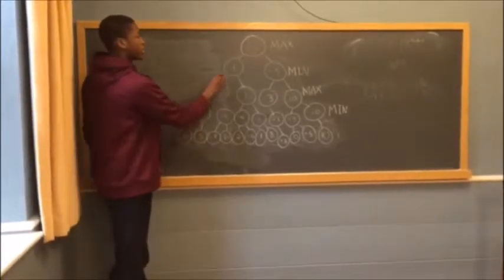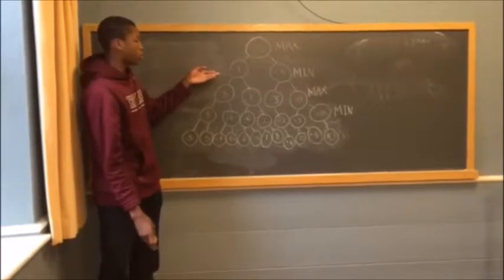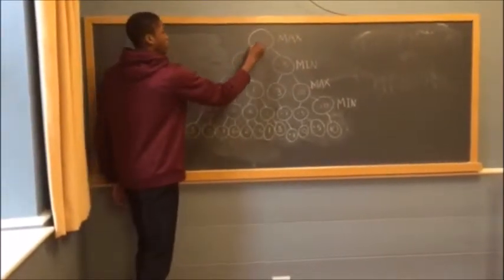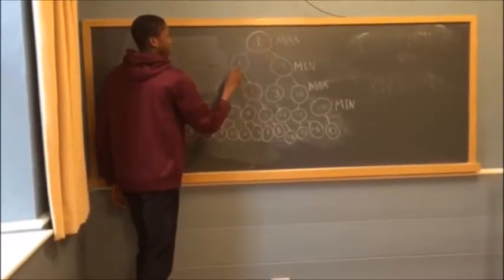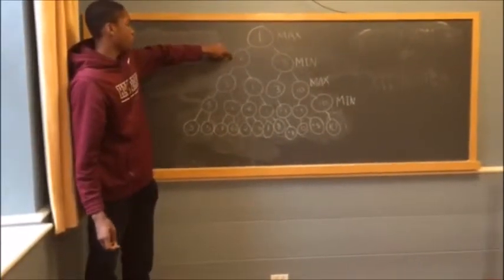We do the same thing for this row, assigning the minimum because it's the turn that the player is going to choose. And then when we get to the top, we select the maximum value, telling us that our next move should be the left move.